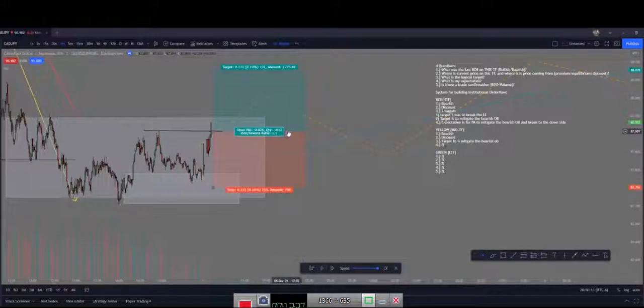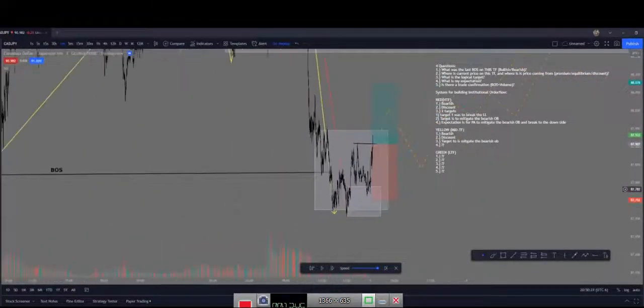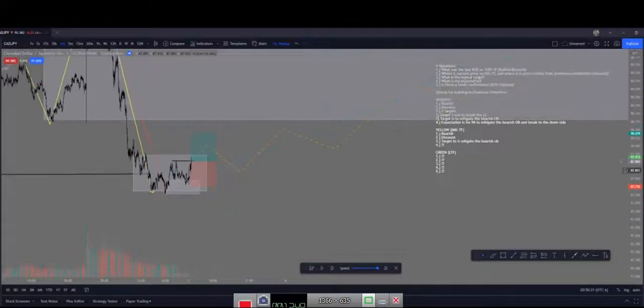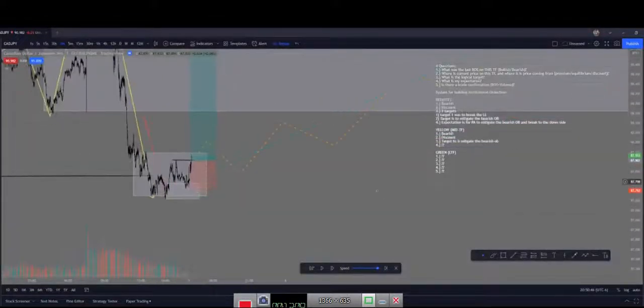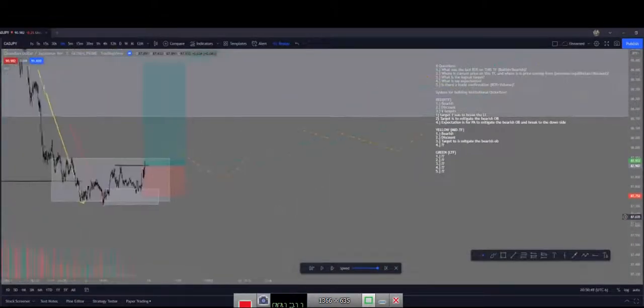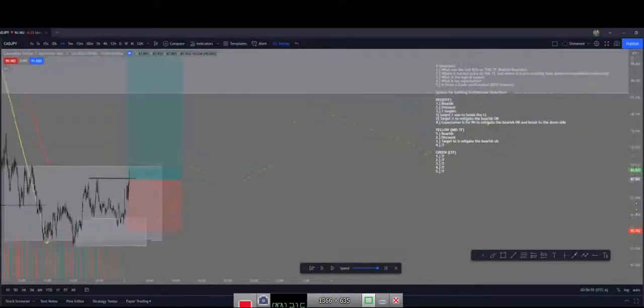Okay, we're in. What's the target? Going 3 to 1, or the target is overall right here? So I'm gonna just target that. It's kind of like the 50 of this order block, and we'll see how that works out. I do expect it to come and do some pullback, so I don't know.